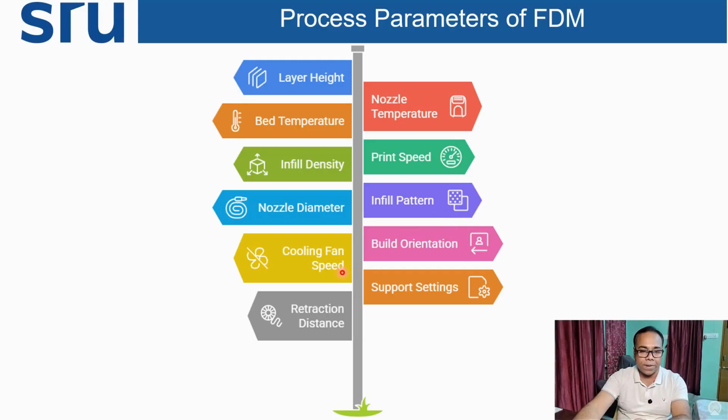Similarly, the cooling fan speed. Sometimes we require it because we are using a heating element, so that system will get heated. For that we require a cooling fan, so that an optimal temperature will be maintained for that heating element. Then build orientation: sometimes a part will be printed in the horizontal direction or it can be printed in the vertical direction. For that, build orientation is required. There may be different angles as well. Similarly, support structure settings will be there, then retraction distance. So these are the major process parameters of the FDM process.